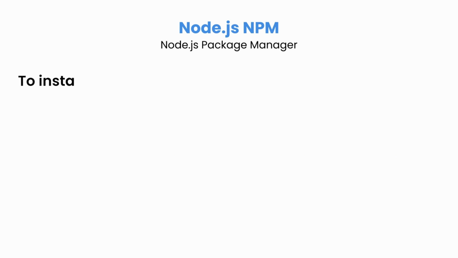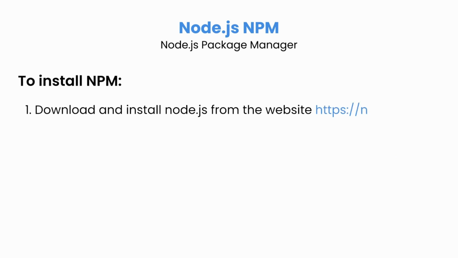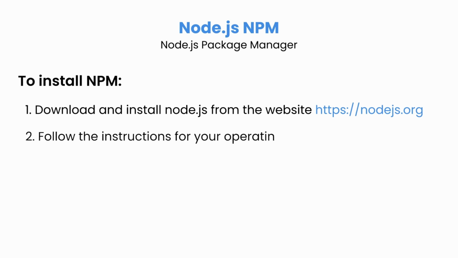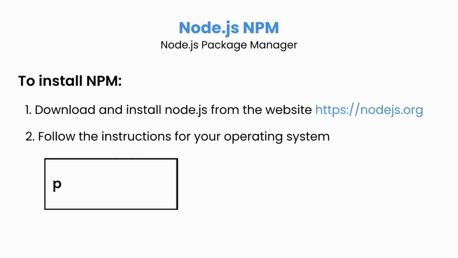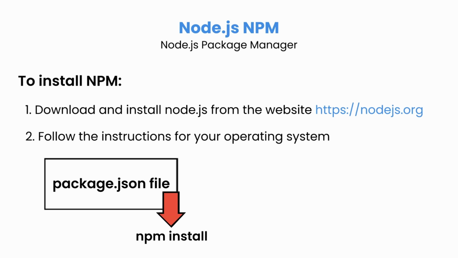To install NPM, first, download and install Node.js from the website https://nodejs.org, then follow the instructions for your operating system. All dependencies are managed in the package.json file, and installing them can be done with the command npm install. We can also add extra packages, for example, npm install jquery, so managing this package is simple.